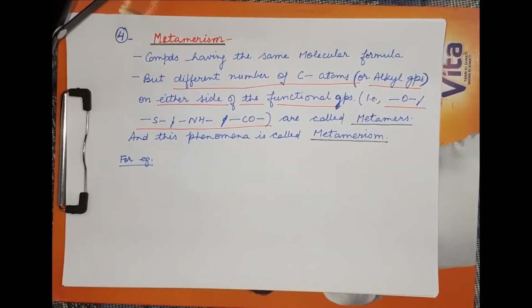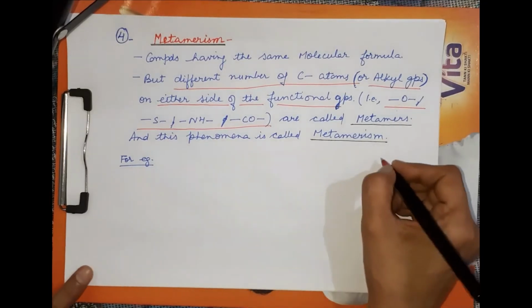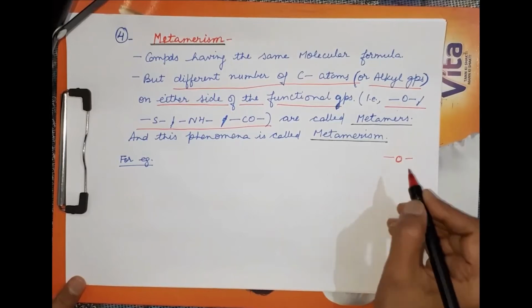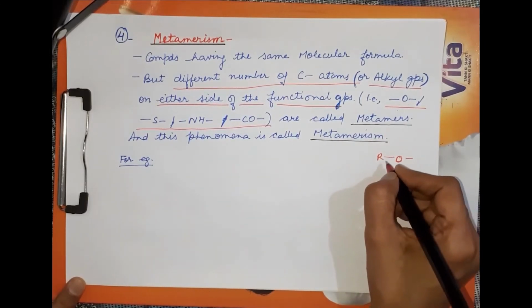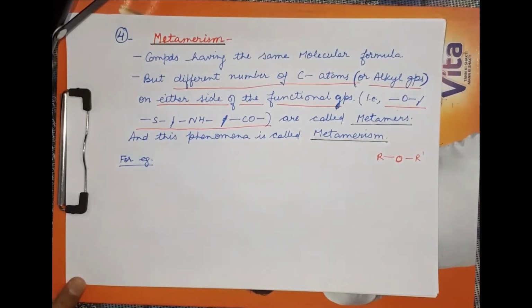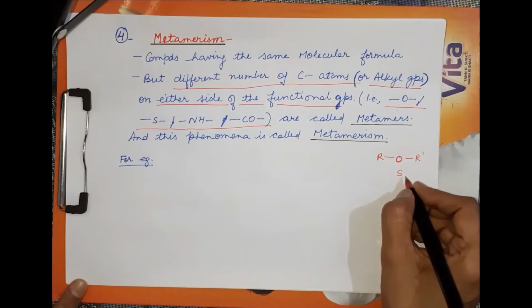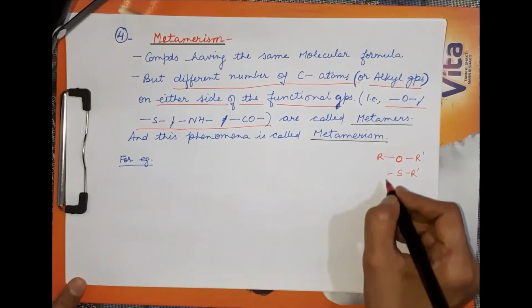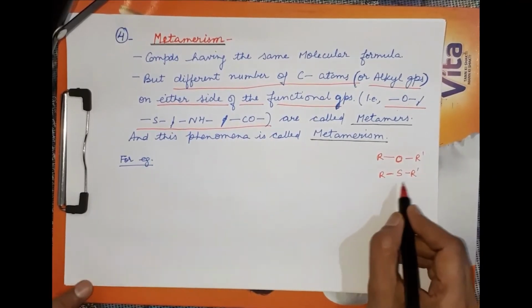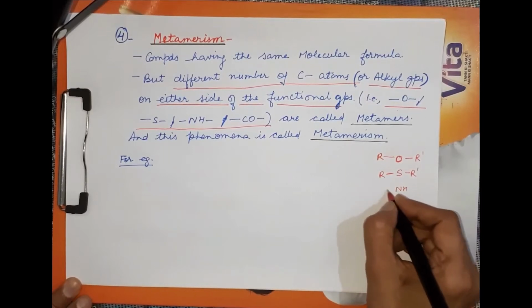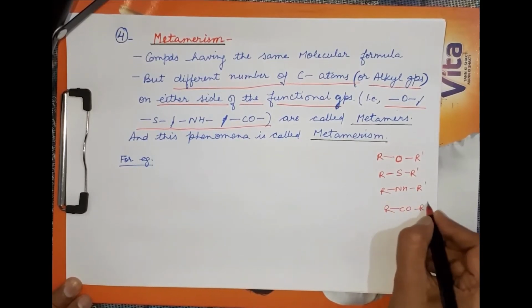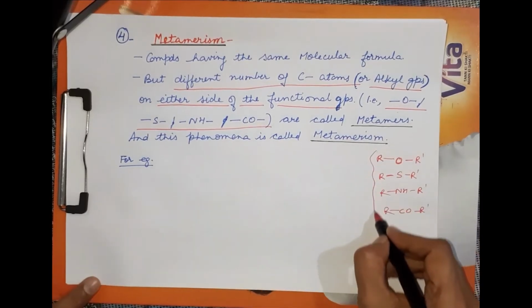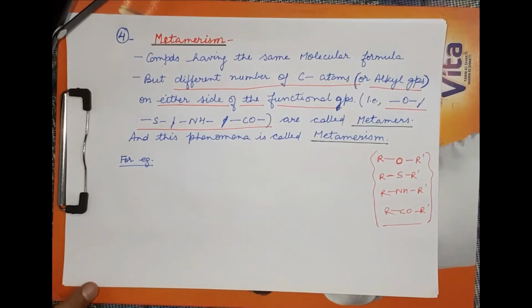In a simpler way we can understand it: in a functional group like the ether, there is an alkyl group on both sides. Like here, this is left side R, right side R dash. Or suppose thioether, in such compounds both sides have different or the same alkyl groups. In the case of amines, where alkyl groups are on both sides, or in the case of ketones, where alkyl groups are on both sides. In such types of functional groups we can see this metamerism. We can understand it with an example.